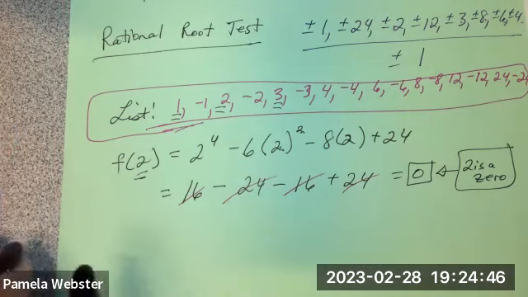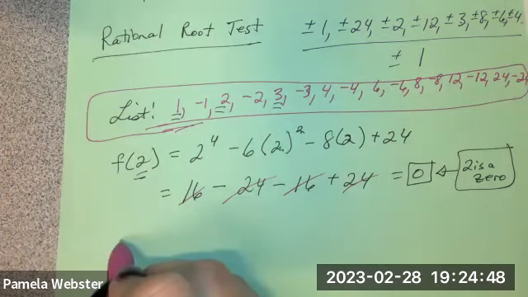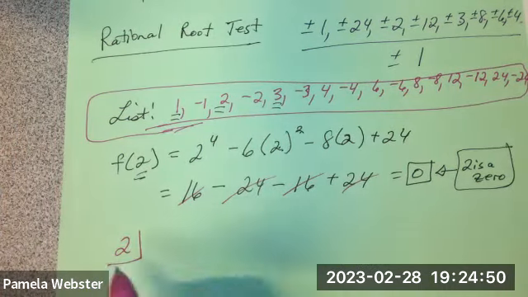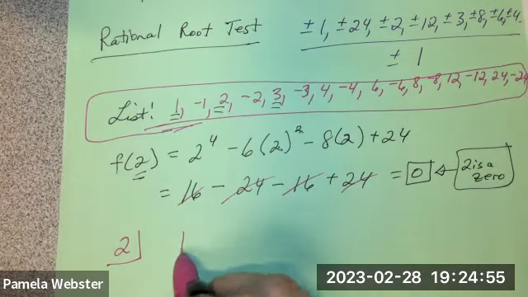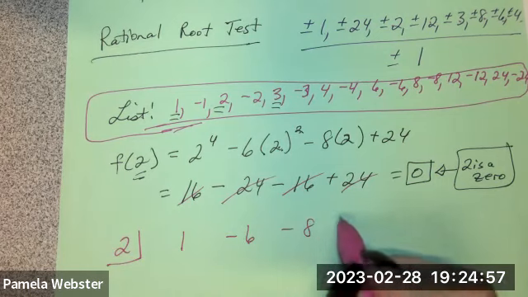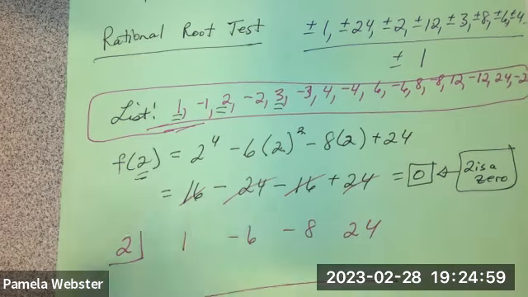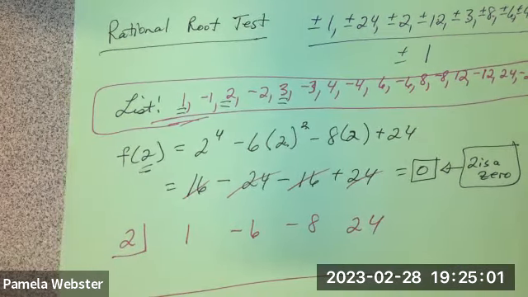So what I'd like for you to do, and again, I'll pause it, is I'd like for you to do the synthetic division with the 2. So I've got a 2 in the box, a 1, a negative 6, a negative 8, and a 24. And I'm going to pause mine real fast, and hopefully we come up with the same thing. When you got your answer for the synthetic division, push pause again or unpause it, and we'll go.